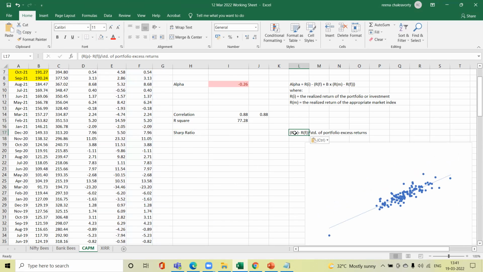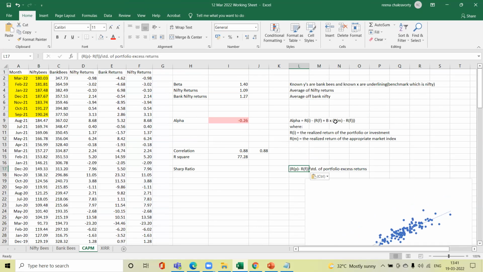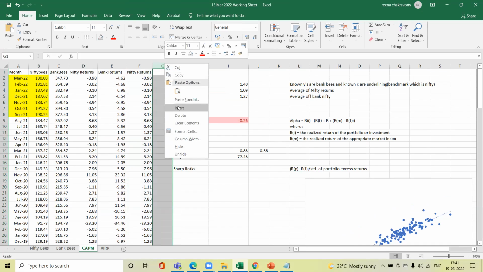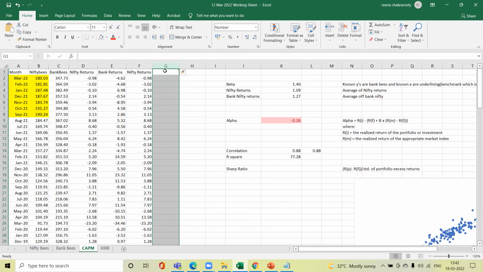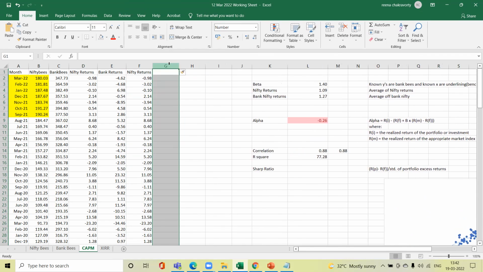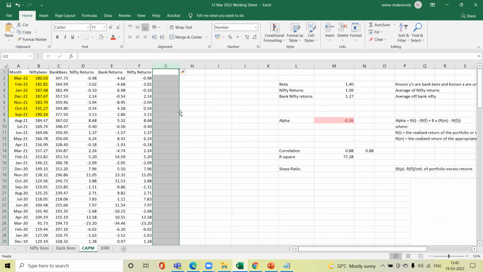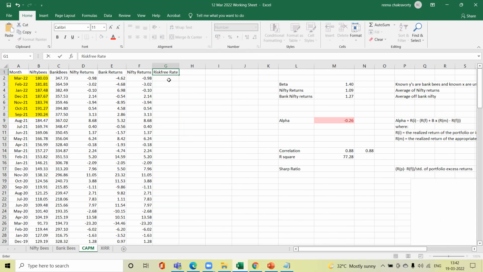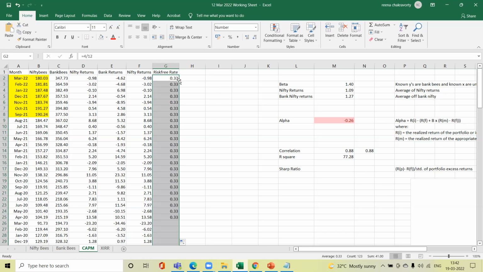Right, so to calculate this, our portfolio is Bank Nifty right now, and Nifty also we can calculate. So insert 2-3 columns after F. Now put risk-free rate in G. So what's your risk-free rate now? 4%, right? So equals 4 divided by 12. We're assuming 4 across the period, but if you are not lazy, you should go and plug in all the rates like that.